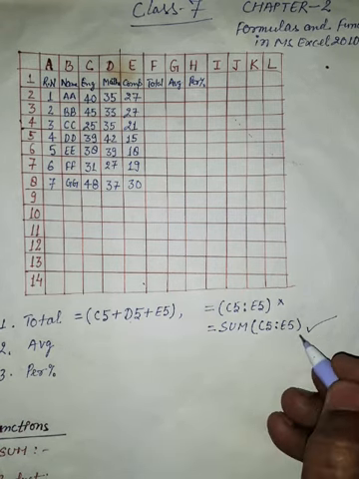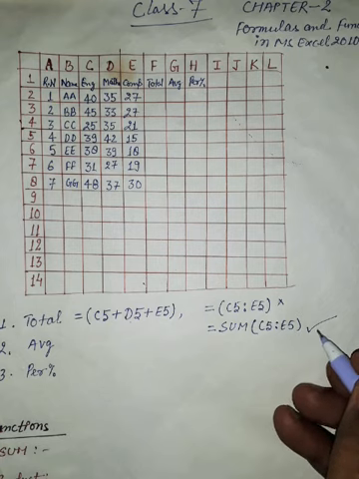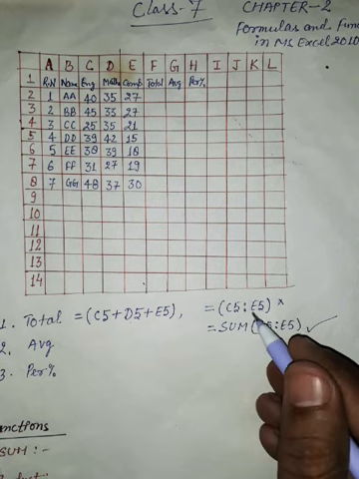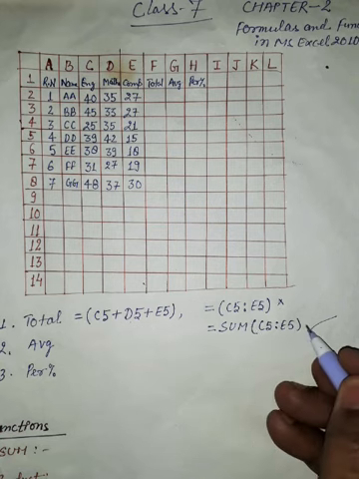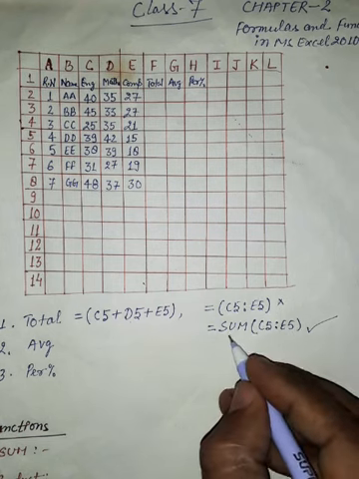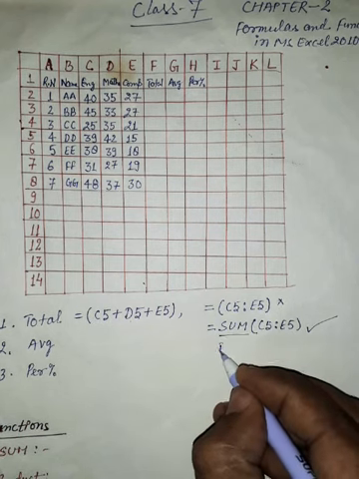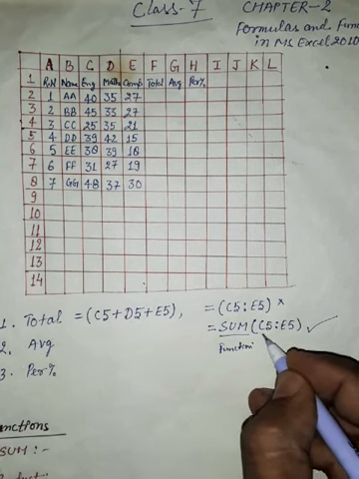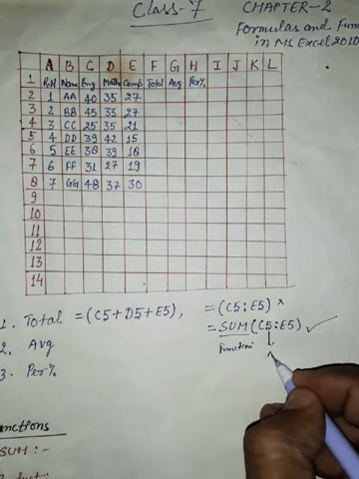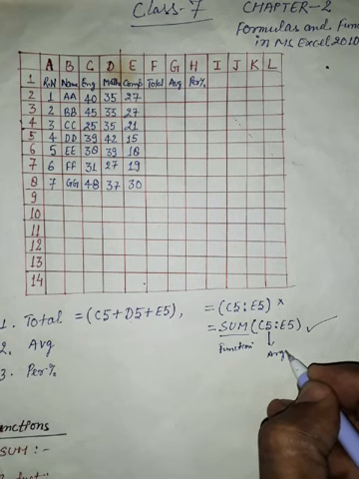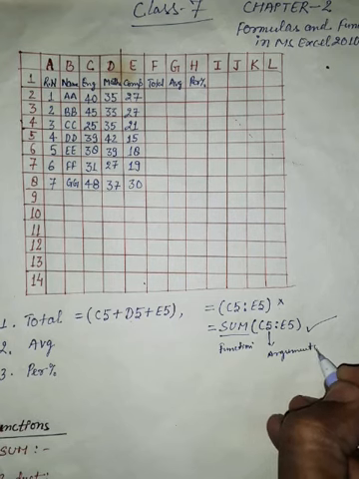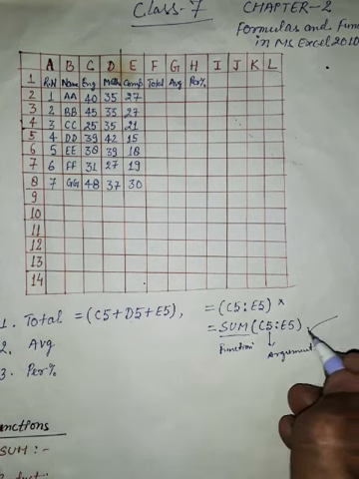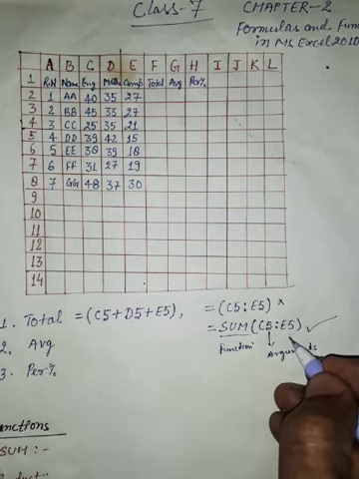It is very simple and easy to calculate using a function, because the function is predefined in MS Excel, and SUM is for adding numbers. This is the function, and inside it is called the argument. These arguments are added one by one till the last cell address.